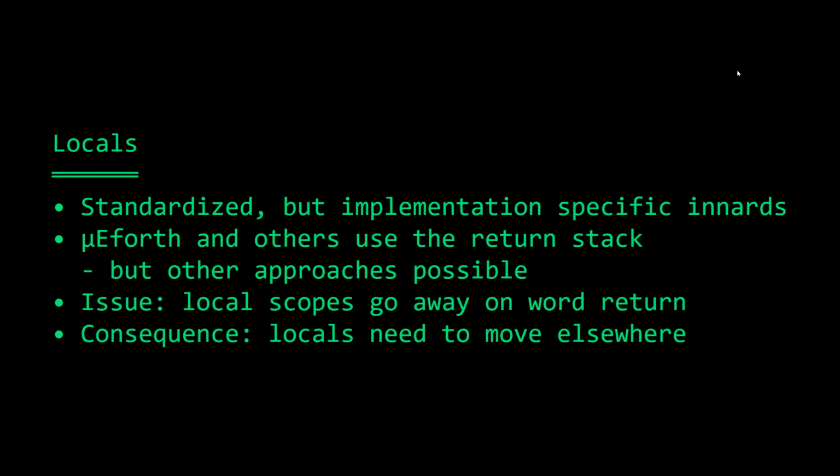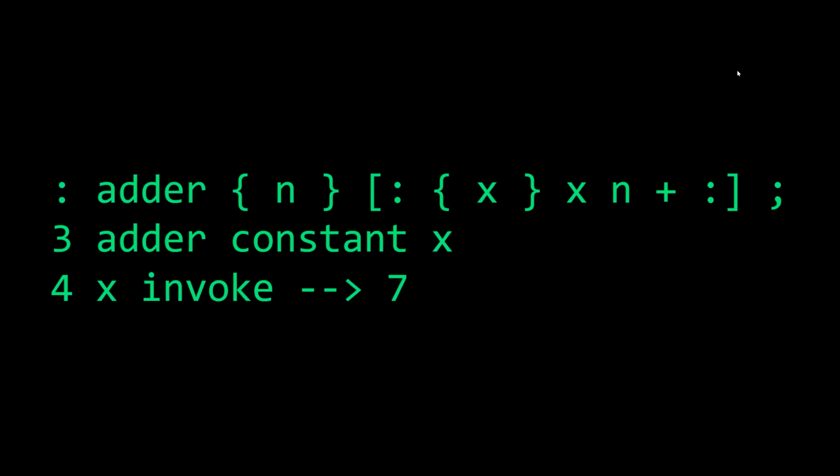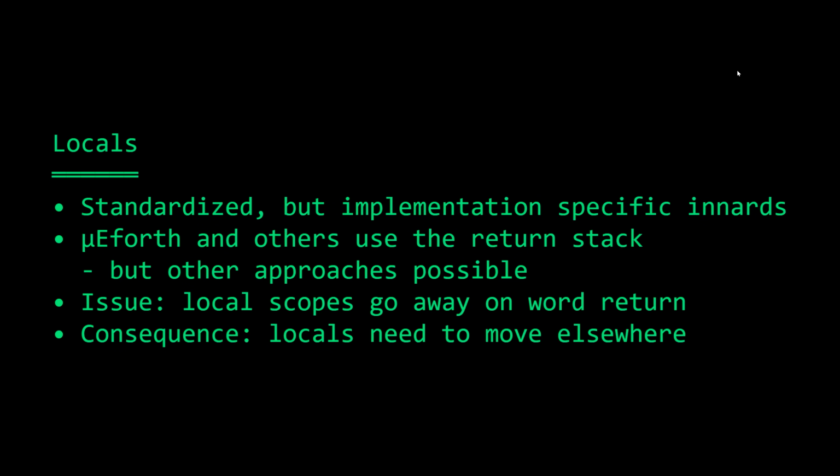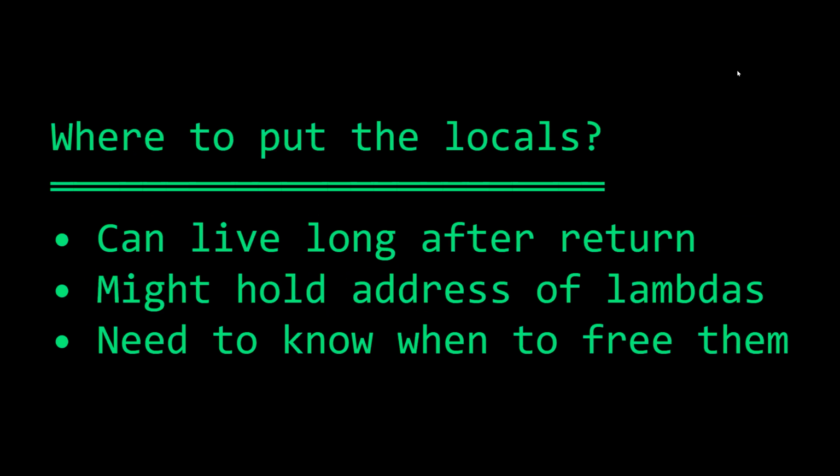But it immediately raises an issue: if you want to be able to do something like this, where n is still remembered at the point that the word adder returns, you've got a problem, because locals' scopes go away on word return, since you need to drain the return stack. A fundamental consequence is that if you want to support closures, you're going to need to have locals be somewhere other than the return stack. So where can we put them?